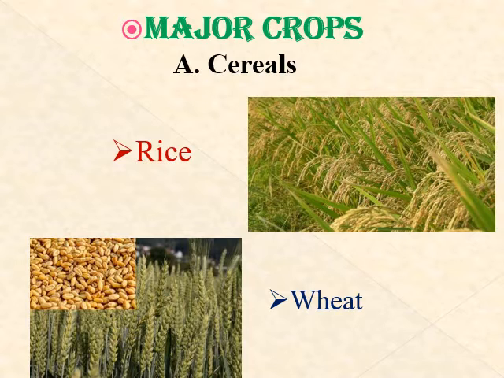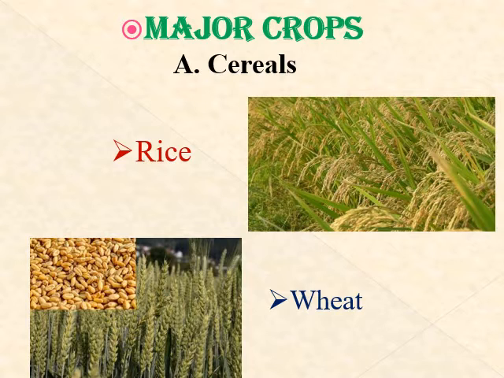Students, India is the second largest producer of rice in the world after China. Uttar Pradesh, West Bengal, Andhra Pradesh, Telangana, Punjab, Odisha, Bihar, Chhattisgarh and Tamil Nadu are the rice producing states of India.